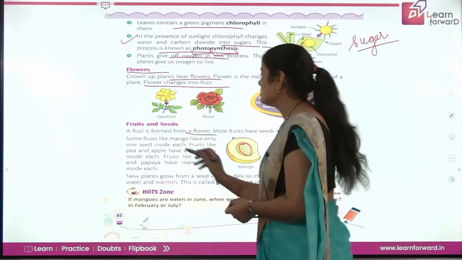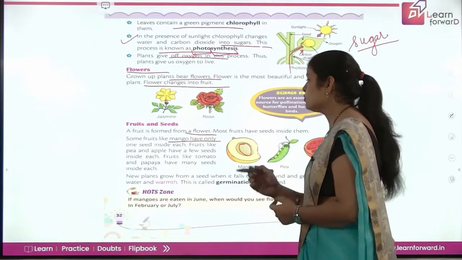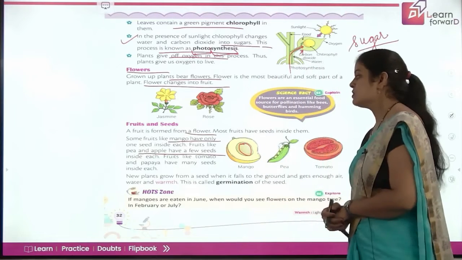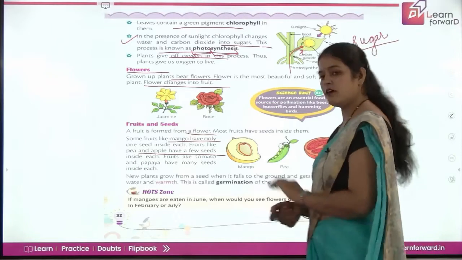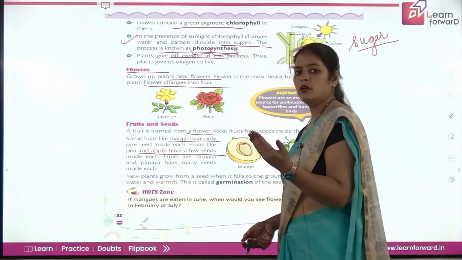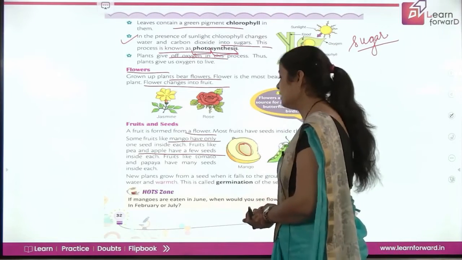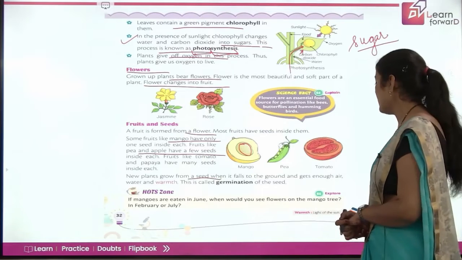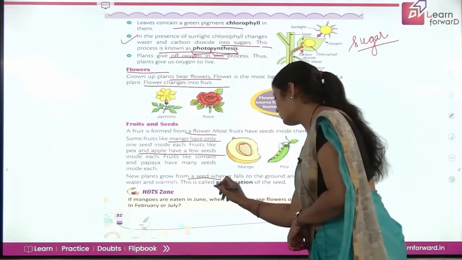Some fruits like mango have only one seed inside each. Fruits like peas and apples have a few seeds inside them. Fruits like tomato and papaya have many seeds inside them. So it varies depending on what type of fruit it is. Now new plants grow from a seed when it falls to the ground and gets enough air, water and warmth. This is called germination of the seed.